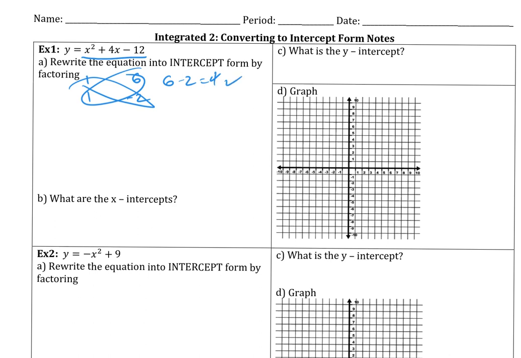And it's supposed to, so we know we're good, which means I can now factor this as x plus 6 and x minus 2. And we have a y equals at the beginning. So that is now our equation in intercept form.